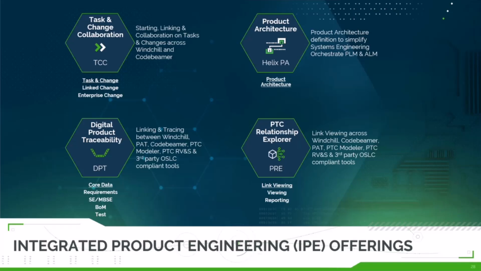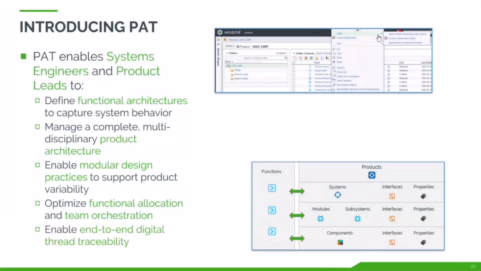On the top right, we have product architecture. So PTC have invested in a new product for defining product architectures with the aim to really provide simplified systems engineering in terms of architecture management, and also to help orchestrate better PLM and ALM design activities. So this is currently called PAT. The name will change, and this is the product architecture tool.